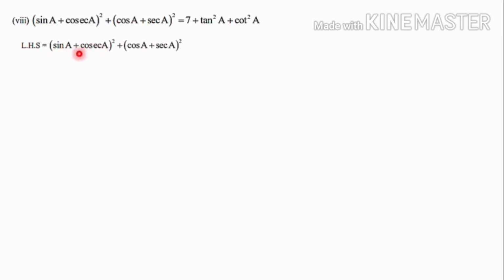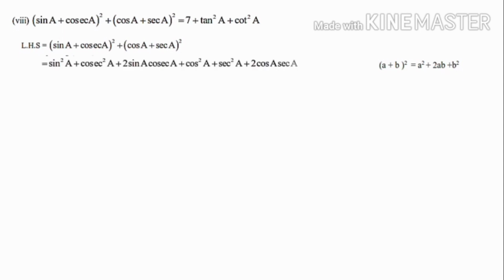Left side is, it is quite clear, it is in the form A plus B the whole square, that is A plus B the whole square is equal to A square plus 2AB plus B square. There are two terms, these two terms also we have to expand by using this identity. Sin A plus cosec A the whole square, when you expand, it will come as sin square A plus cosec square A plus 2 sin A cosec A. Again cos A plus sec A, if you expand by using A plus B the whole square expansion, cos square A plus sec square A plus 2 cos A sec A, it's written here.